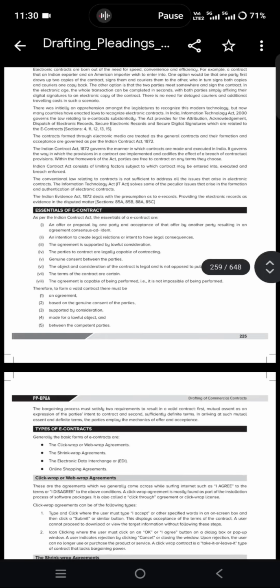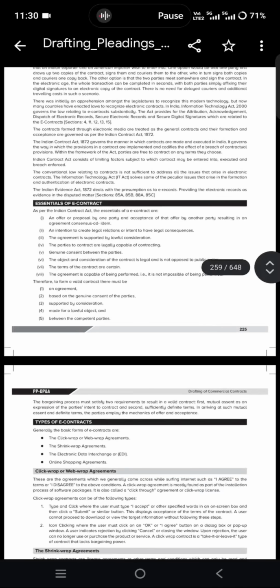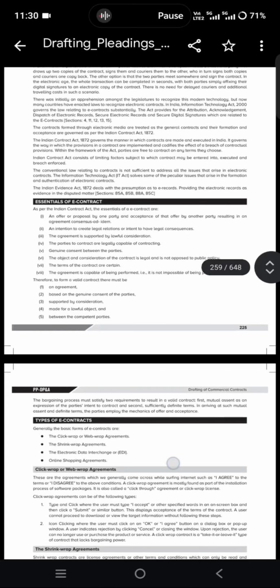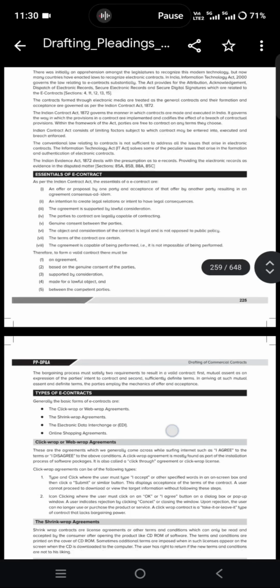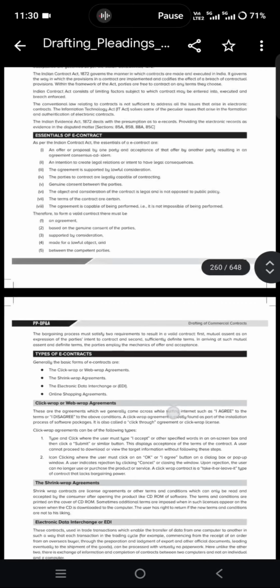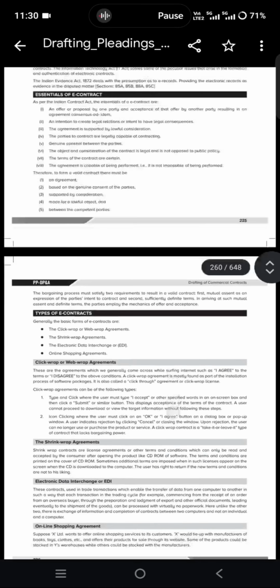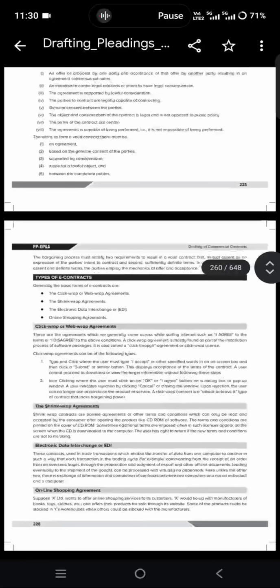Copyright. The contract should clearly state that all the content included in the X website, such as text, graphics, logos, etc., is the property of X Limited. Then customers' duties and obligations: the contract should clearly lay down the duties and obligations of the customer.